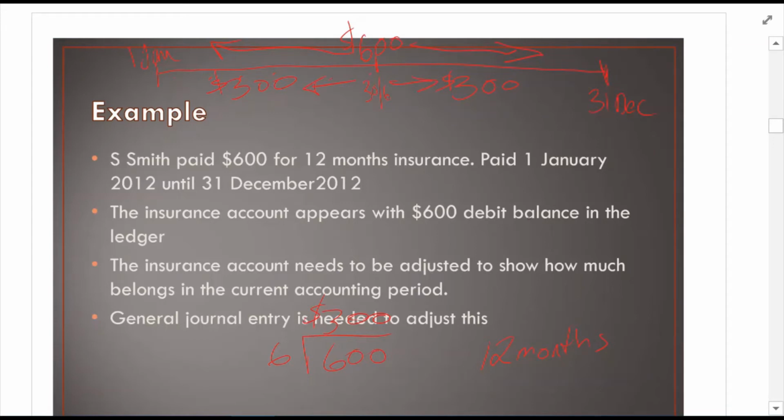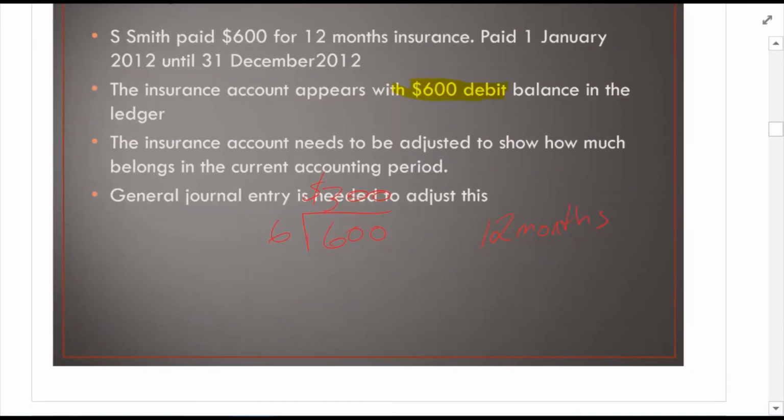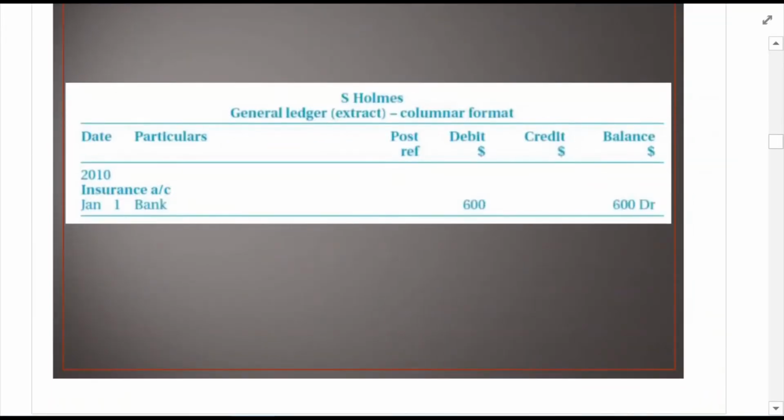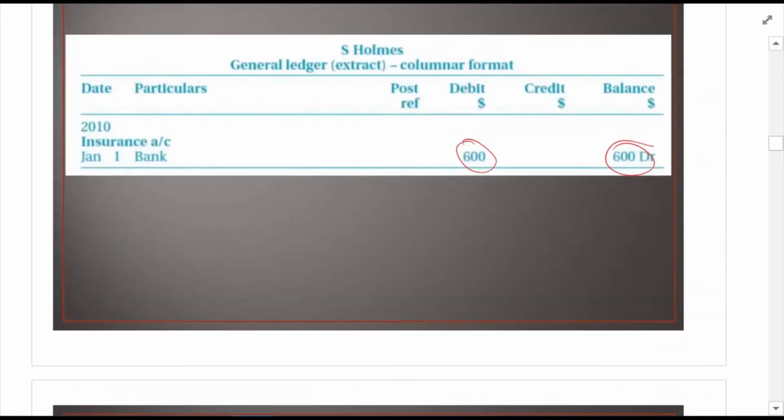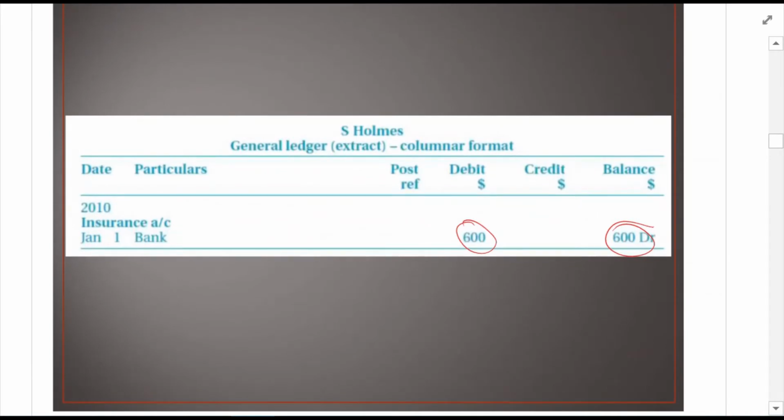So on the 1st of January, we originally would have put $600 on the debit side. That's the normal way we do the transaction to begin with. So this is how it would have looked, $600 on the debit side. What we need to do is take $300 of that 600.